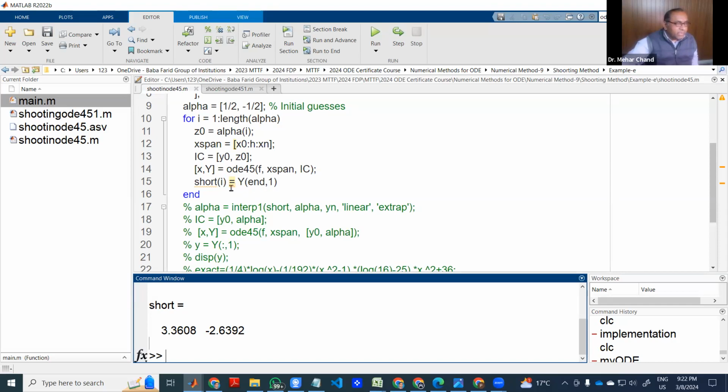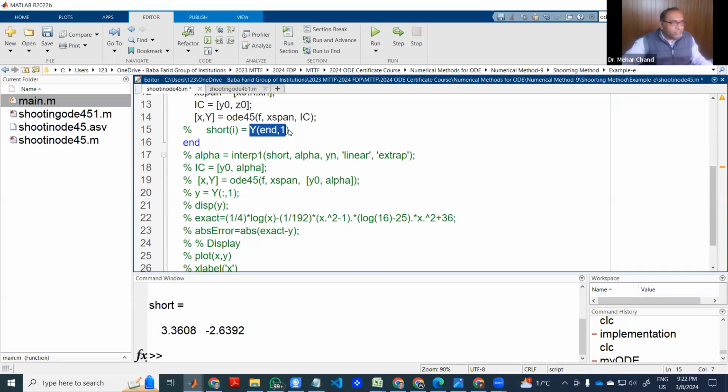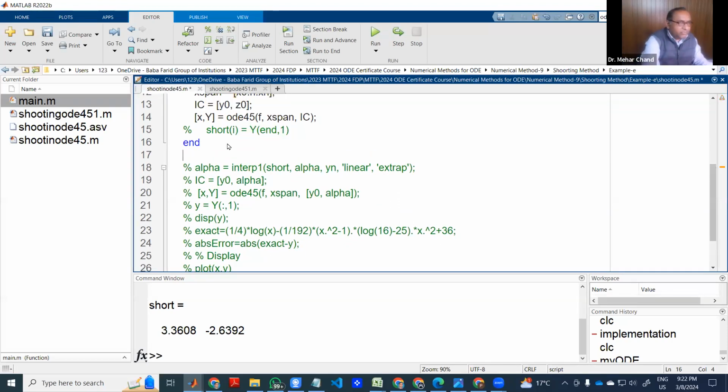End value y, comment this one. Okay, and cut from this value and use here. Yes, so this is the last value, and when you take 2 at its place, this is the value corresponding to y2, and this is the value corresponding to y1. But these are not the exact values according to our requirement.